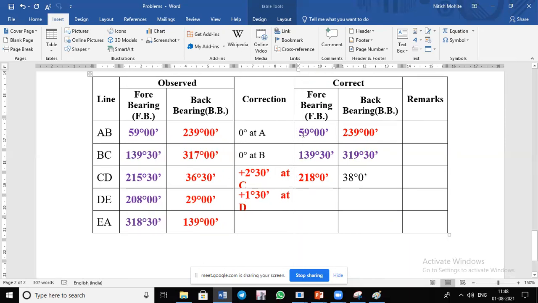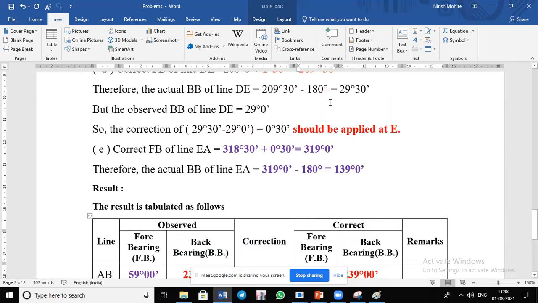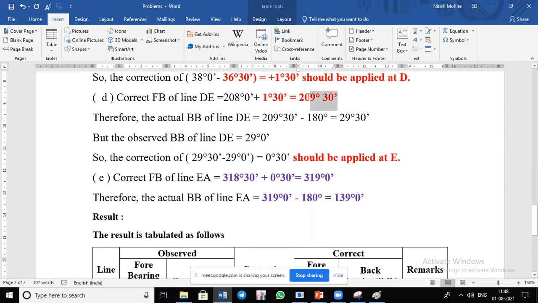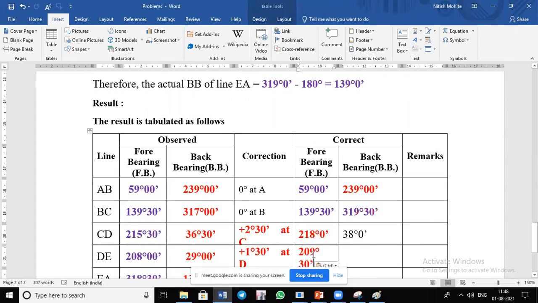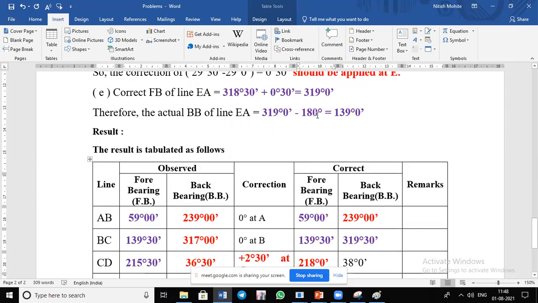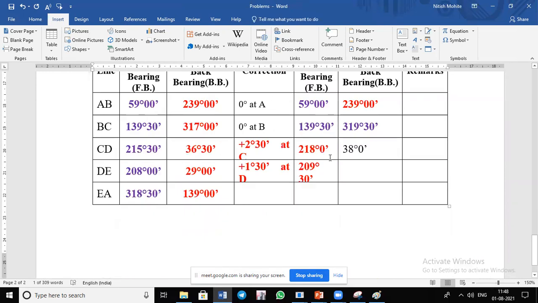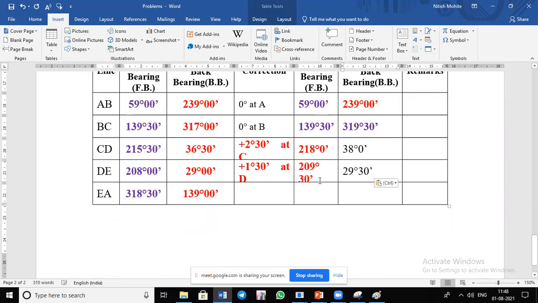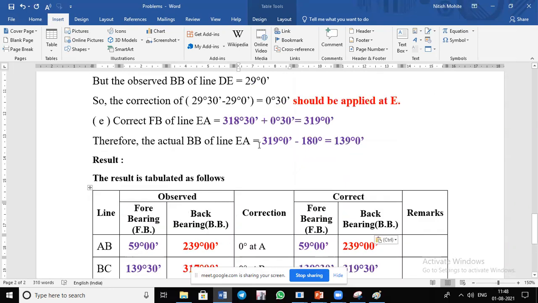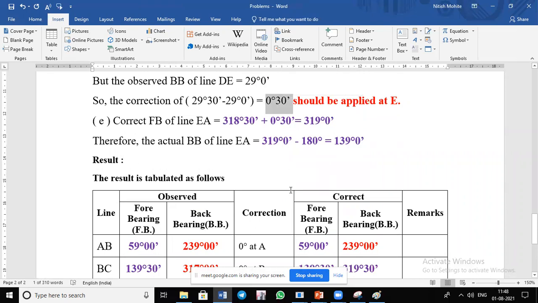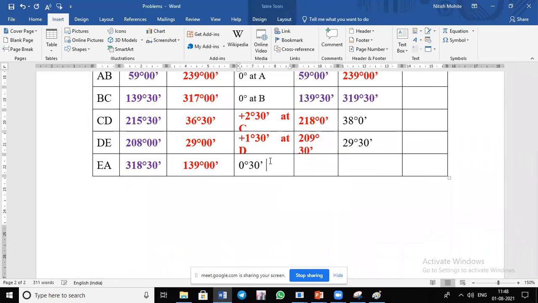So the correct forebearing of DE was how much? It is 209 degree 30 minutes. The correct back bearing was 29 degree 30 minutes. Okay. And the correction at E was also how much? 0 degree 30 minutes. That we are supposed to write here.